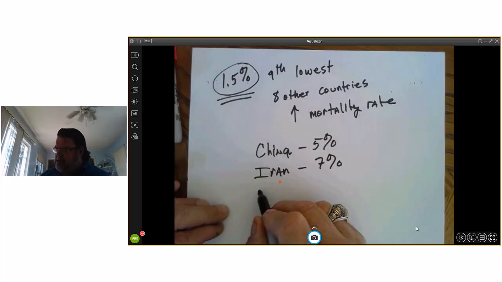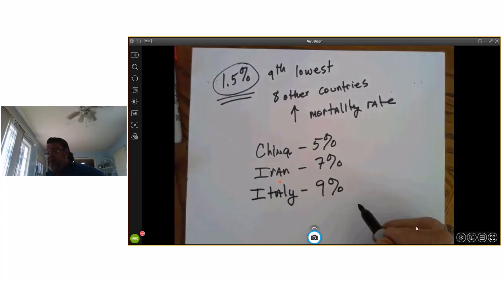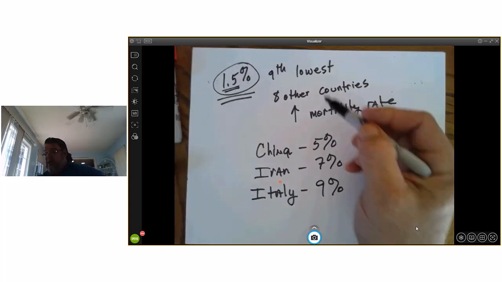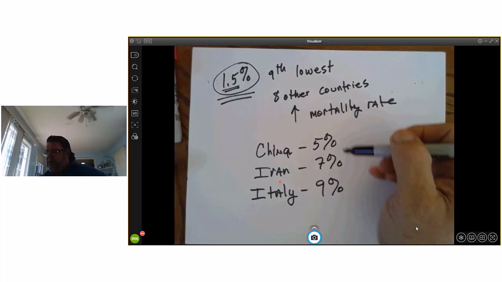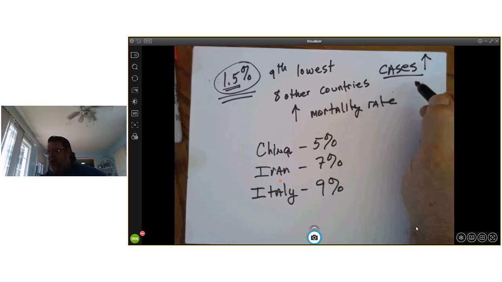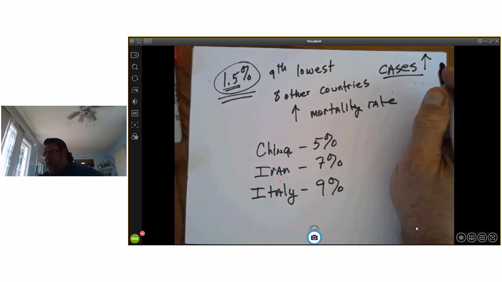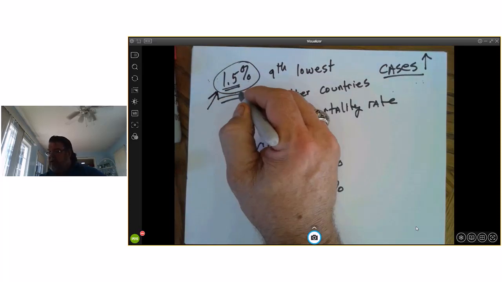And Italy has a 9% mortality rate. And they're behind us as far as cases. So even though, and that's been there for a long time, our mortality rate has stayed at 1.5%. So what does that mean? That means that our cases may be going up, but the way we're handling it, as far as taking care of our people, giving them the whatever it's called, Quill and Z-Pack and whatever, monitoring them, putting them on ventilators, we still have the same mortality rate, even though the cases are higher.